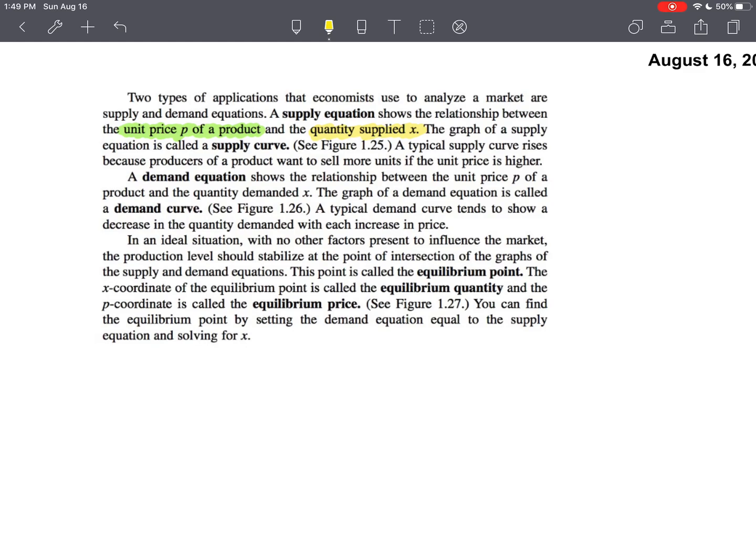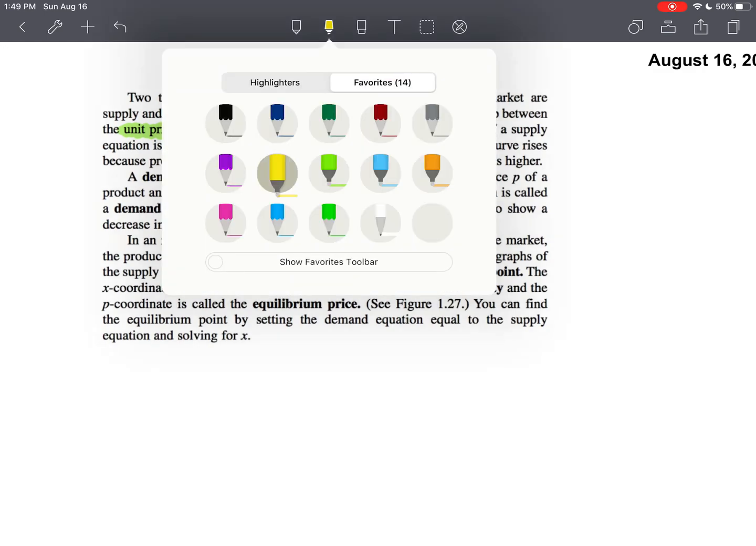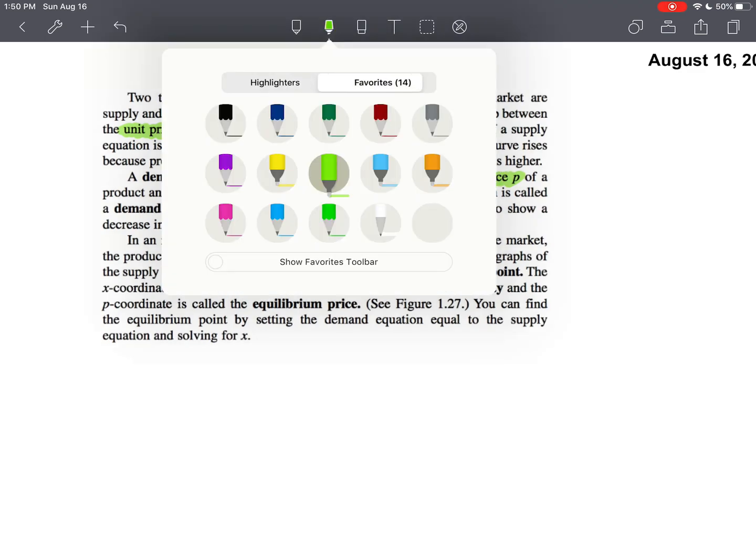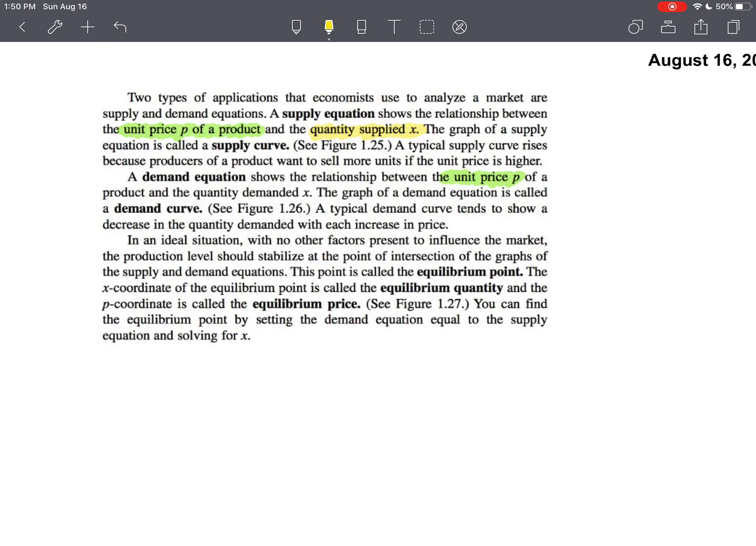Usually, a supply curve rises because producers of a product want to sell more units if the unit price is higher. A demand equation also looks at the unit price of a product and the quantity demanded, not necessarily supplied. Supplied goes with the supply curve, demand goes with the demand curve. So a company supplies, the public will demand. So the public will demand something.